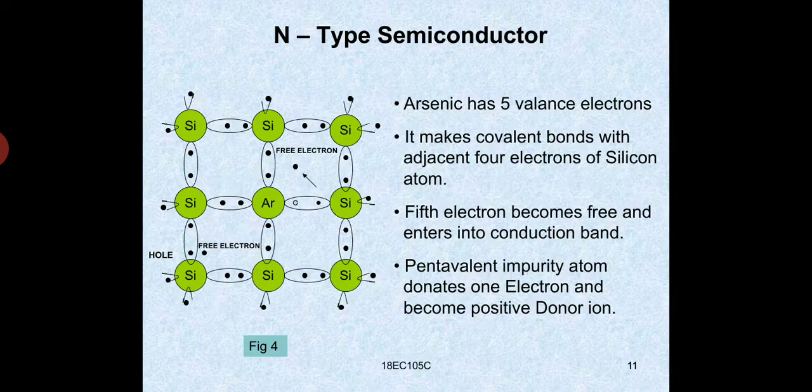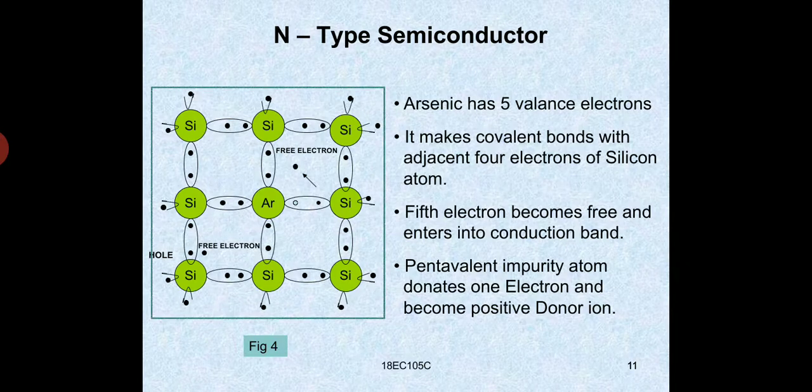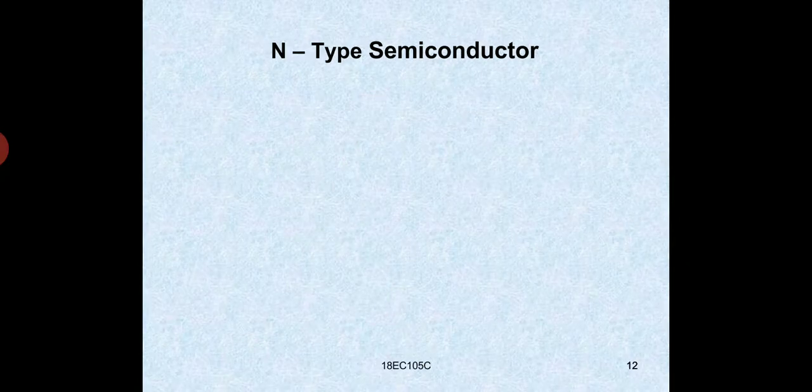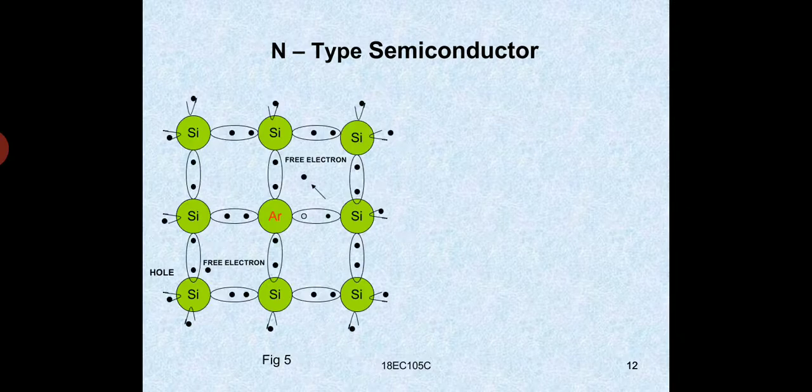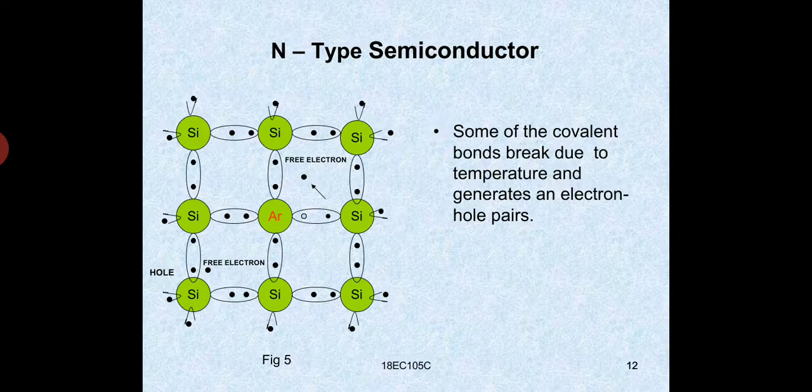The pentavalent impurity atom donates one electron and becomes a positive donor ion. That means the arsenic here, you can see, there is a small hole in the middle. So that is a hole, it becomes positive now. Further, some of the covalent bonds break due to the temperature increase and generate an electron hole pair. So electrons are now the majority carriers in this n type material, and the holes are the minority carriers.